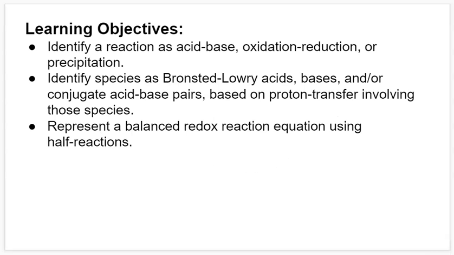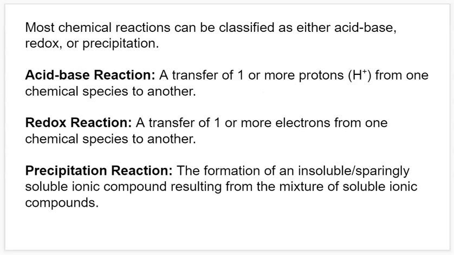So our learning objectives for this one are to identify a reaction as acid-base, oxidation reduction, or precipitation, to identify species as Bronsted-Lowry acids, bases, and/or conjugate acid-base pairs based on the proton transfer involving those species, and then to represent a balanced redox reaction using half reactions. So we're going to be focusing on acid-base reactions, redox reactions, and precipitation reactions.